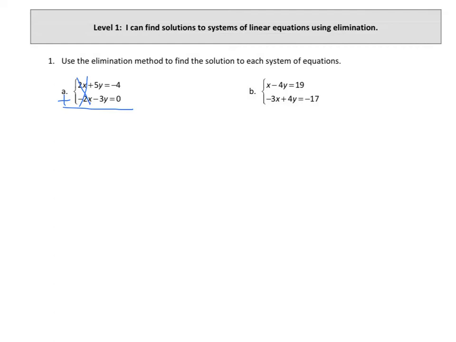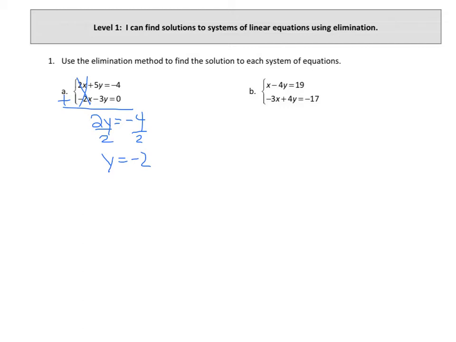Then when I add my y terms together, 5y plus negative 3y is 2y. Then I bring down my equal sign, and then I add my regular numbers, or my constants, together. Negative 4 plus 0 is negative 4. Then my next step is I have an equation that only has one variable now, and I can solve it by dividing both sides by 2, and I get y equals negative 2. This is my first part of the answer. That's the y value.